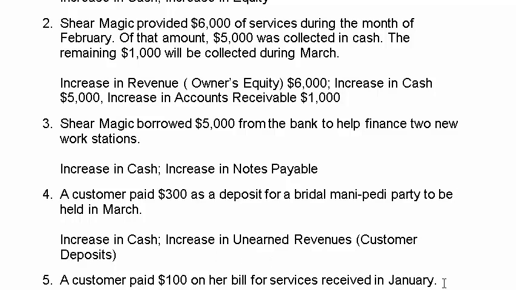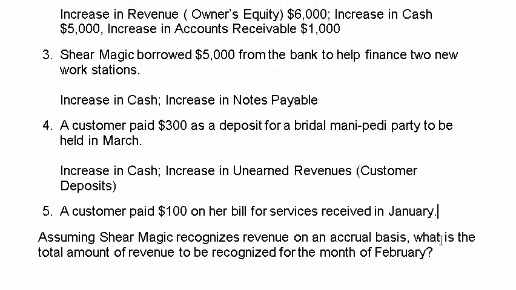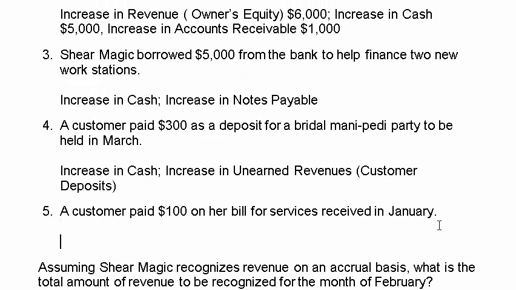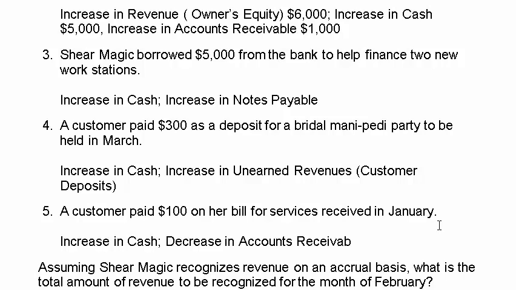And then the last transaction, let me slide down so we can see that as well, says a customer paid $100 on their bill for services received in January. Well, we've already recorded the revenue if we provided those services in January, because we record revenue when it's earned. So in this case, we still have an increase in cash of $100, and we would have a decrease in accounts receivable. Accounts receivable is another asset account. So one asset account goes up, another one goes down. But there's no revenue to be recorded.